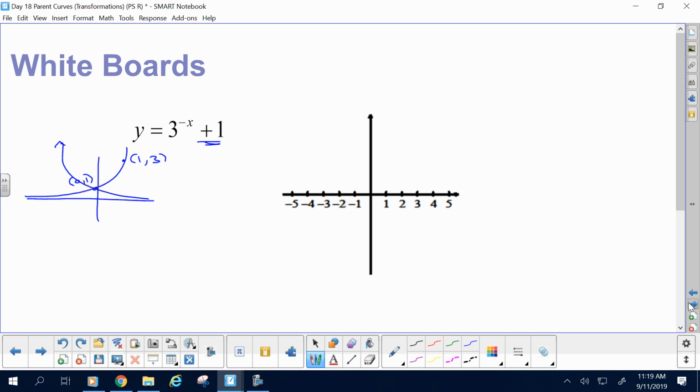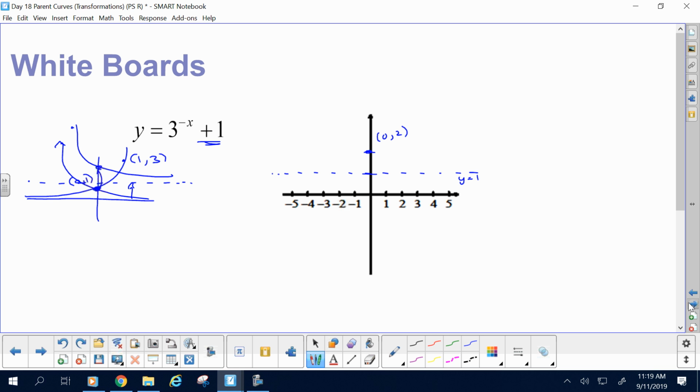Moves it up 1. Now let's consider the baseline. If you move it up 1, then instead of being at the axis, the baseline is going to be at 1, yeah? So you should have a horizontal asymptote at 1, and your points. This point was at 0, 1. When it reflected, it was still at 0, 1, and then it got moved up 1. So where is it now? 0, 2. You should have a point at 0, 2.